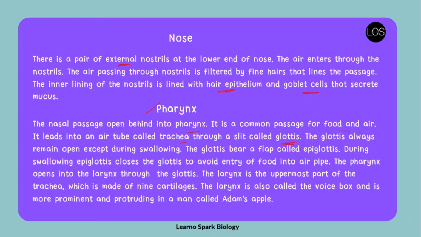It has a flap-like structure called epiglottis. At the time of swallowing, epiglottis closes the glottis to avoid the entry of food into the air pipe, otherwise the person will choke. Pharynx opens into larynx through the glottis. So the pharynx extends into larynx, and it is the uppermost part of the trachea and is more prominent in man, and the structure is called Adam's apple.